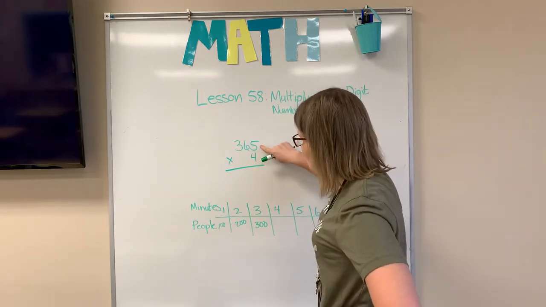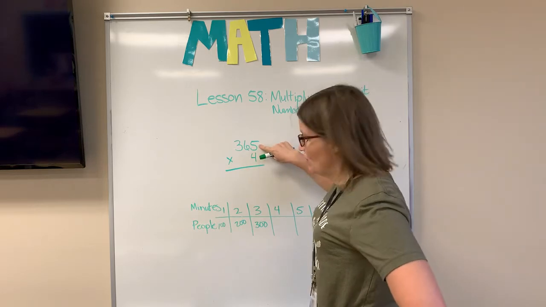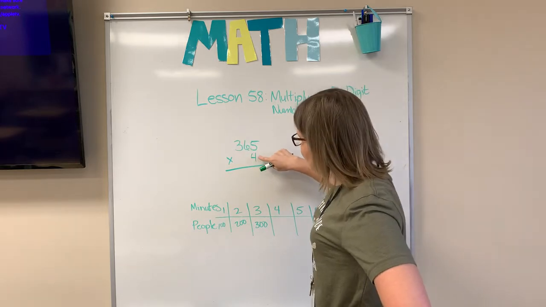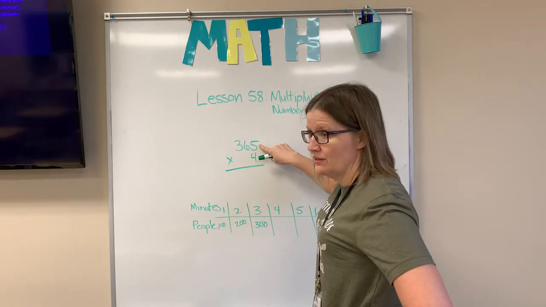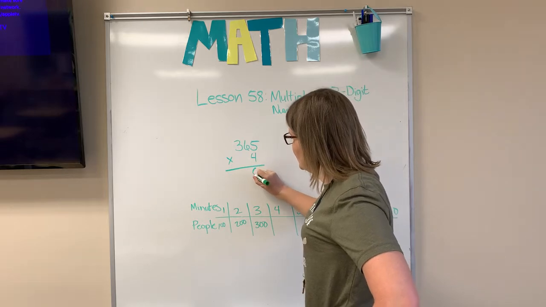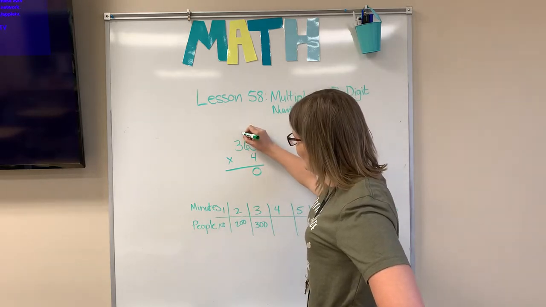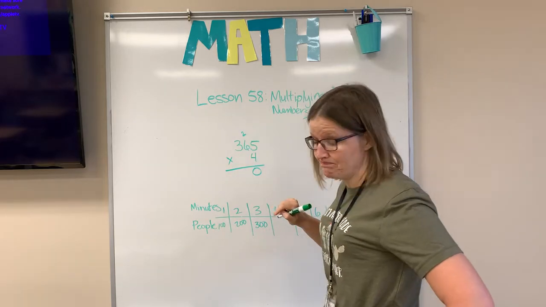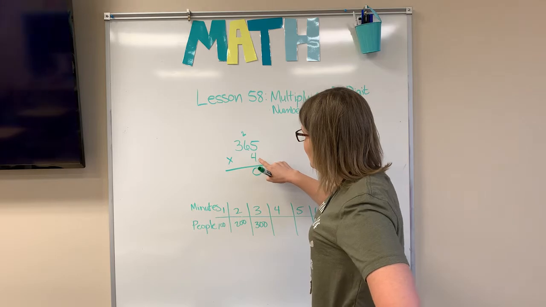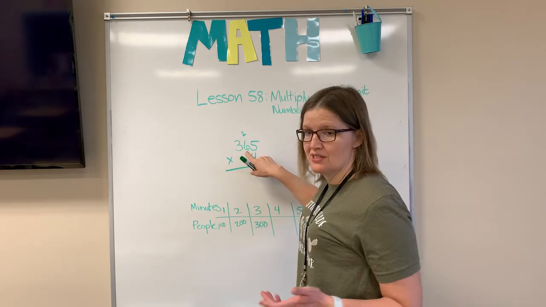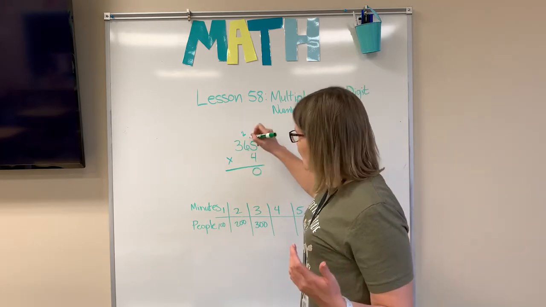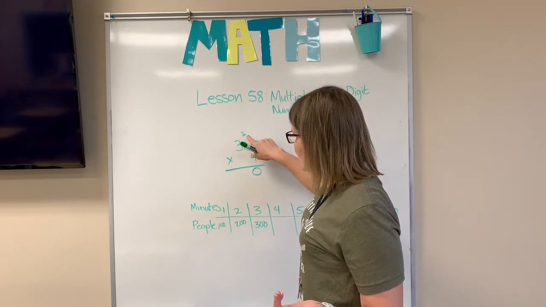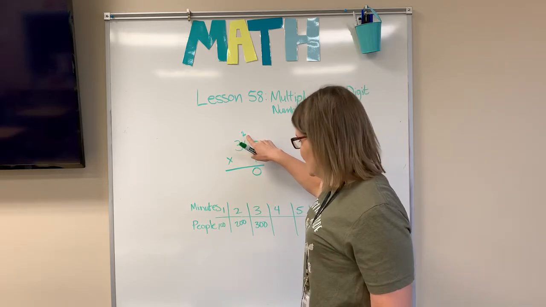Our first step is we multiply 4 times 5. We begin with our ones, then our tens, and then our hundreds. So we say 4 times 5 is 20. We put the 0 from the 20 down here, and we put our 2 above in the tens column, above the 6. We say 4 times 6 is 24, and that's when we add 2 to 24. So 24 plus 2 is 26.